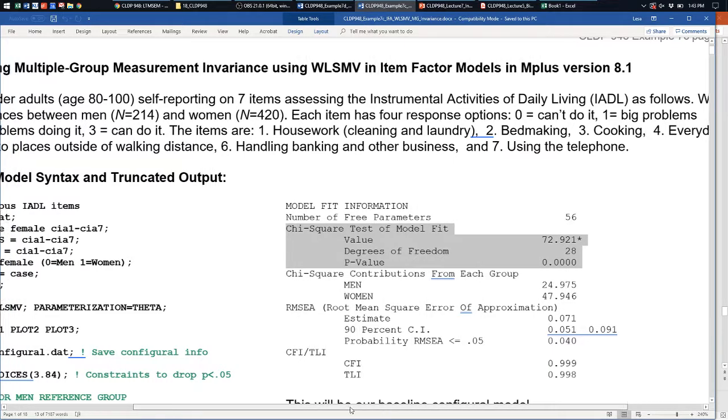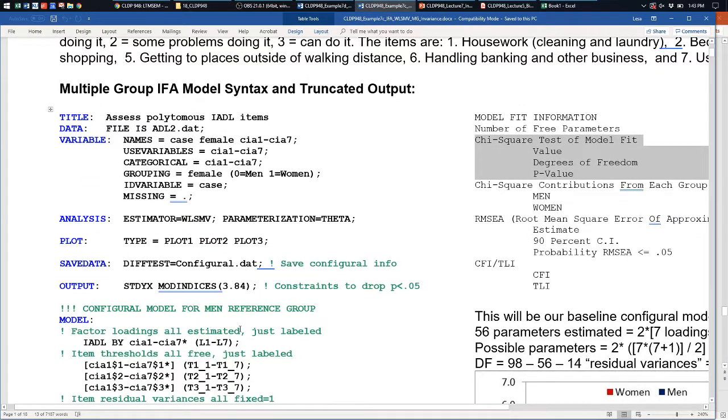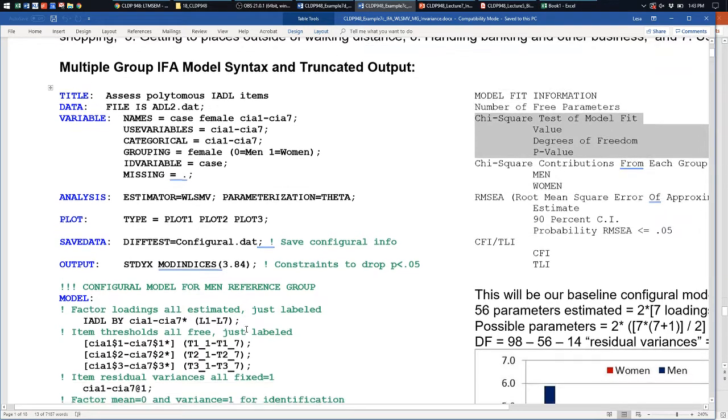So given that our configural model will be the biggest model, what does configural mean again? Do you remember? I'll give you two alternative multiple choice. All parameters get to be different across groups, or all parameters have to be the same across groups? Different, yeah. So this is our biggest model.